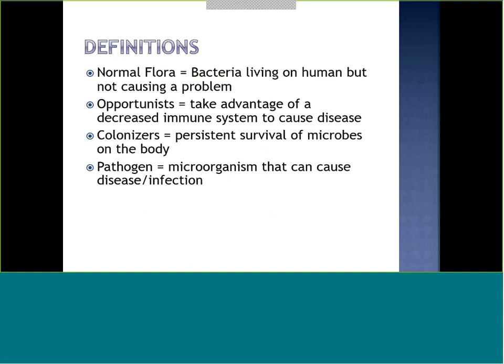Opportunists are those that take advantage, take opportunity of a situation. So if your immune system is down and you're kind of wiping out your normal flora, that's their chance to be like, oh my goodness, we can flourish, we can multiply, we can cause our disease. So that's opportunists. Colonizers, the key words on colonizers are persistent survival. They're not necessarily normal flora. They're not necessarily always found on us, but sometimes they can persistently survive on the body. And then a pathogen is anything that will cause a disease or infection.